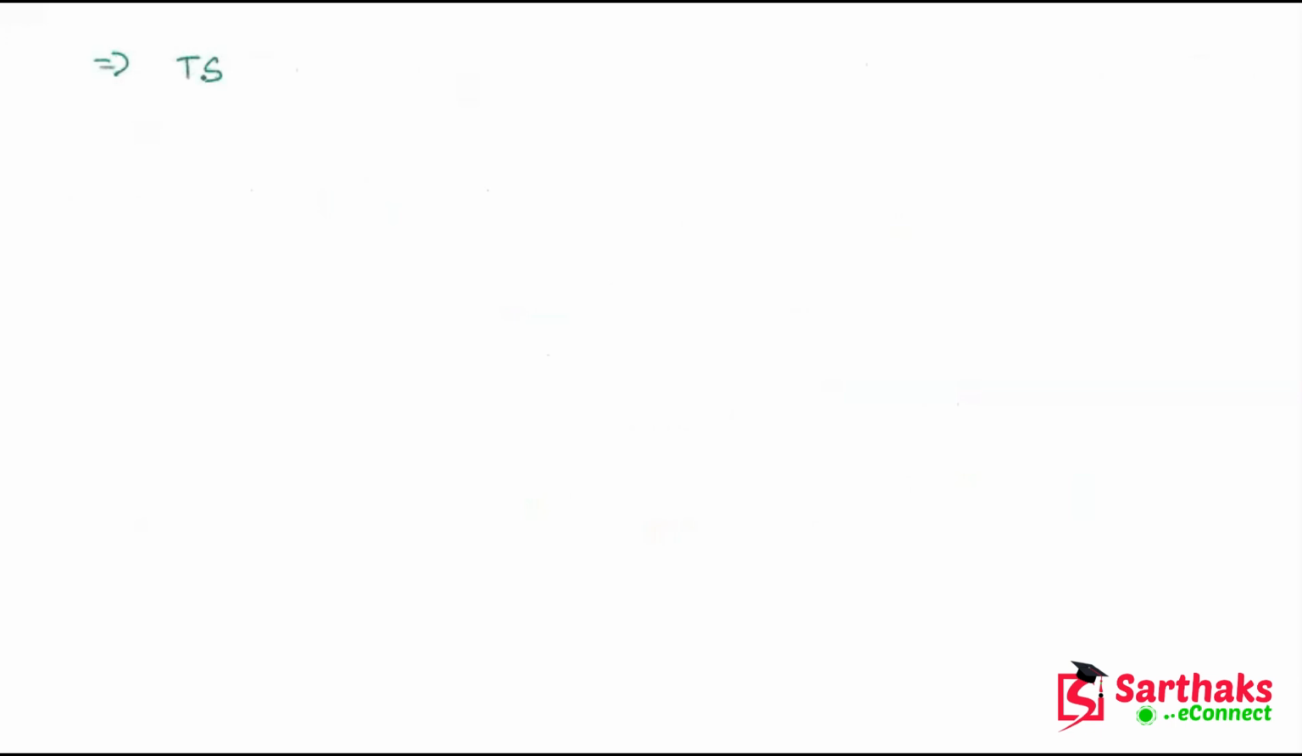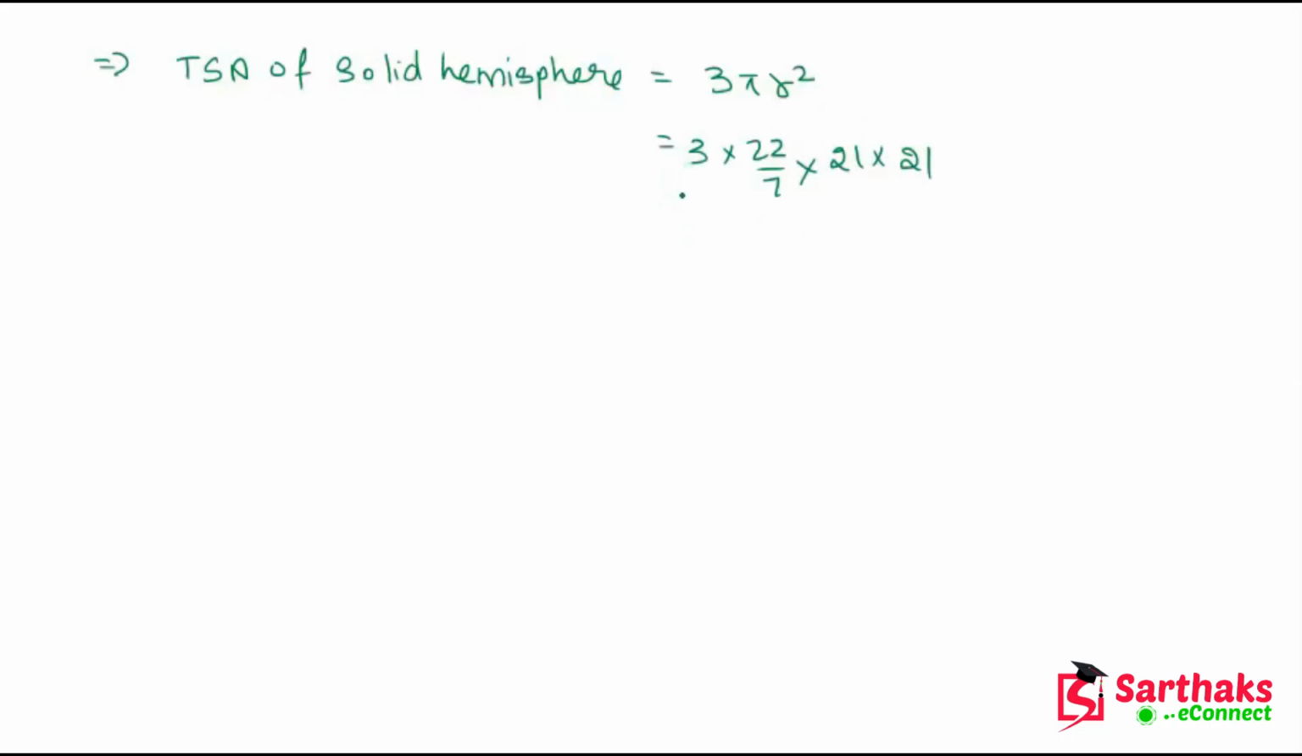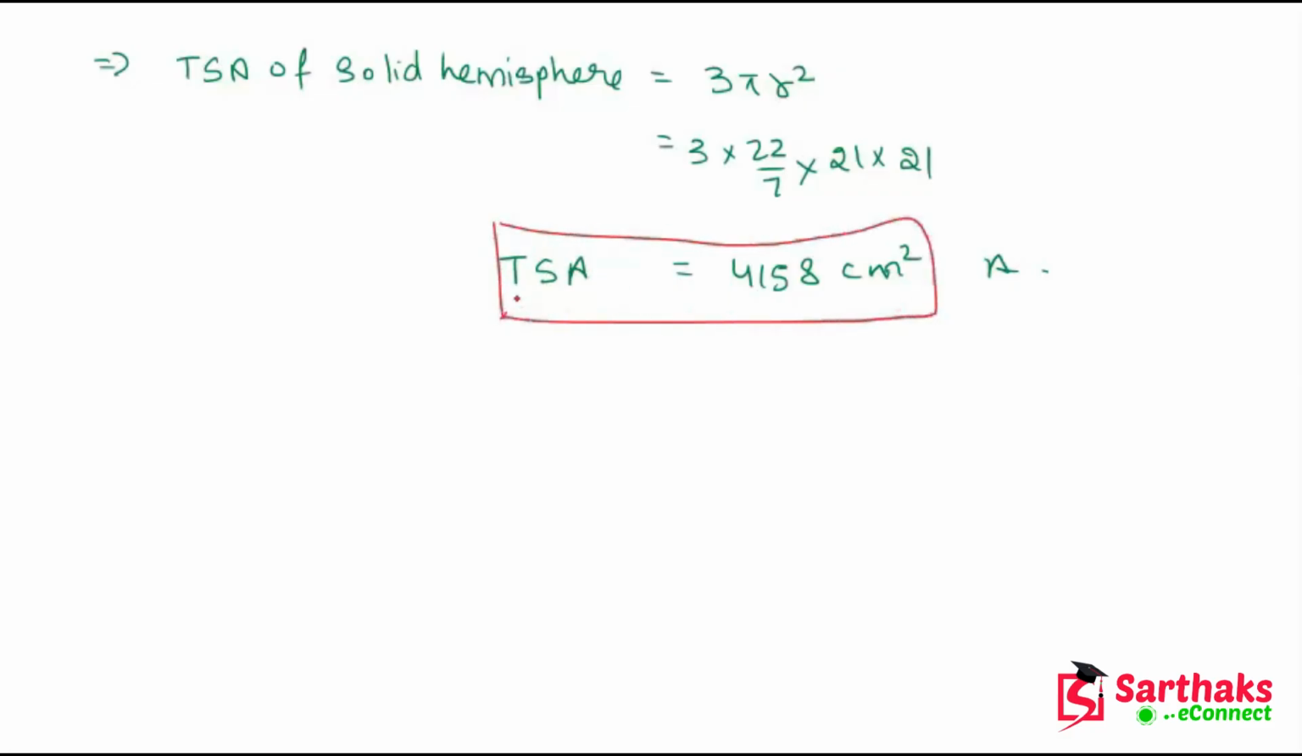So TSA of solid hemisphere is 3 pi r square, and 3 into 22 upon 7, and radius is 21. This is r square, so we can write 21 into 21. After solving this we get 4158 centimeter square. So this is the answer of this question. This is TSA, meaning total surface area.